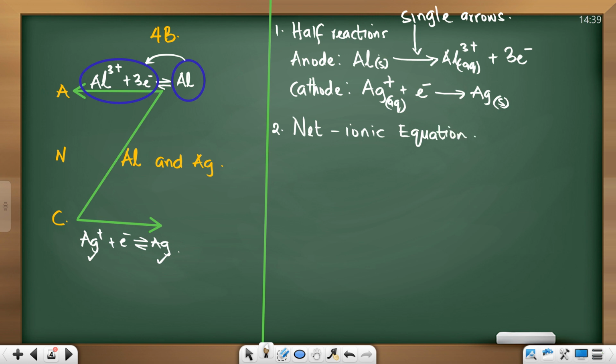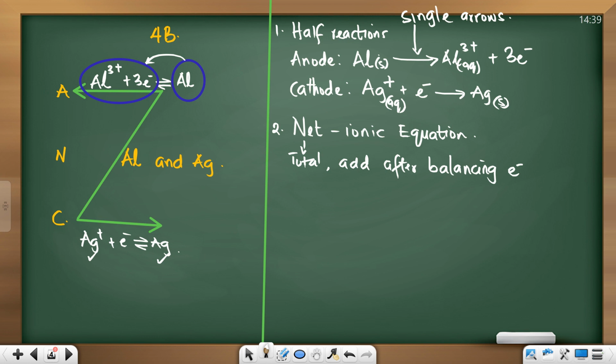The net ionic equation, guys, is that you add the two together. Net means total. You add after balancing the electrons.